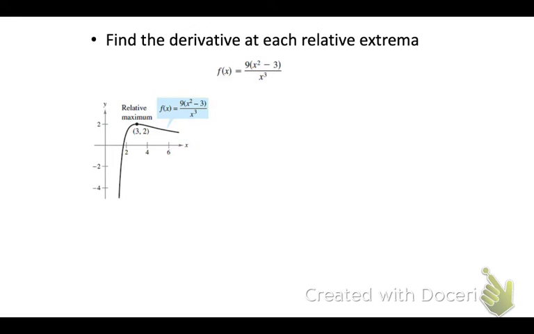Okay, so find the derivative at each relative extrema. Okay, now we need to talk about this. What should the derivative be at a relative extrema? 0. 0, right? So when we're finding this, we should be getting 0. So we probably have to use the quotient rule on this one, huh? Yeah, I'd say.